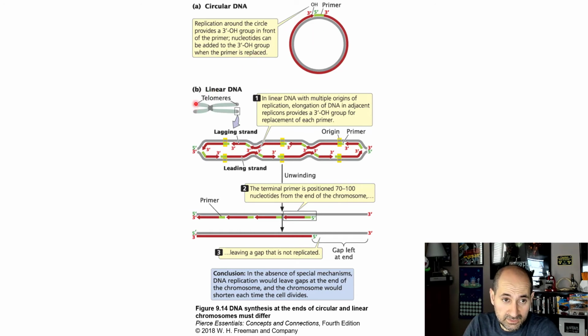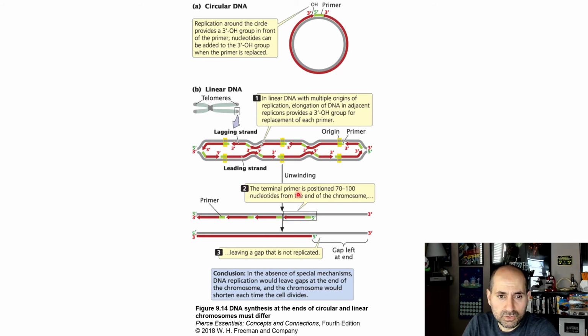Whereas look at our human or eukaryotic chromosomes. They're linear, right? They have telomeres at the end. And because of that, you have to deal with the telomeres, and it's not trivial dealing with replication of chromosomes with telomeres. And here's why. Let's go through this. Number one, in linear DNA with multiple origins of replication, elongation of DNA in adjacent replicons provides a 3' OH group for replacement of each primer. That makes sense. So you've got primer DNA, until the replication bubbles bump into one another and fuse.